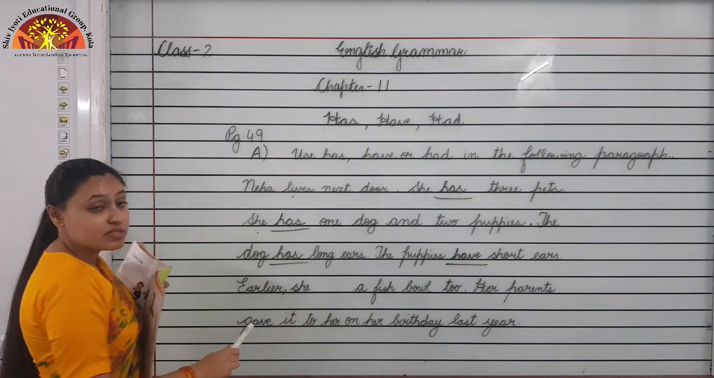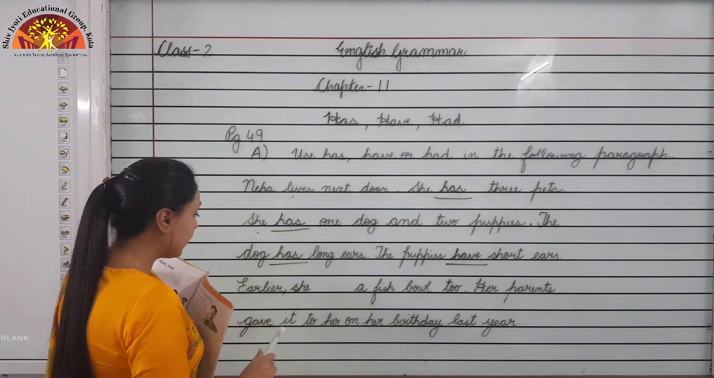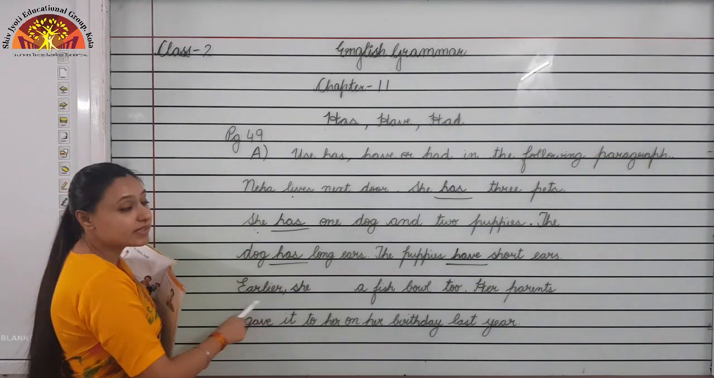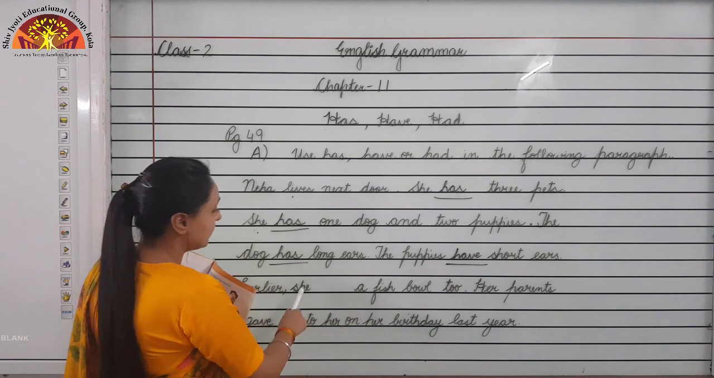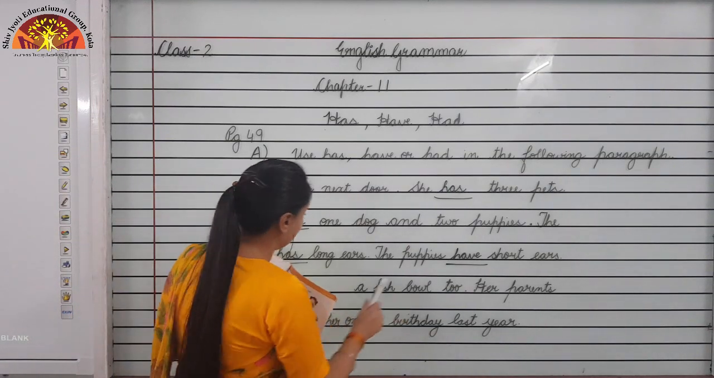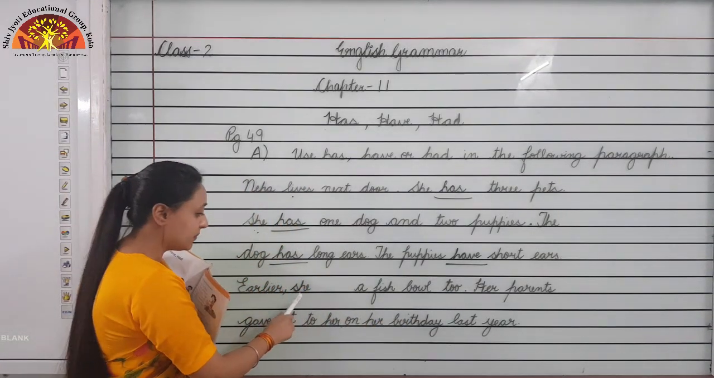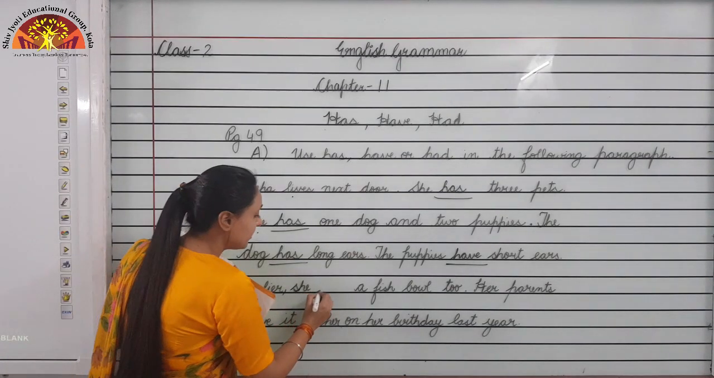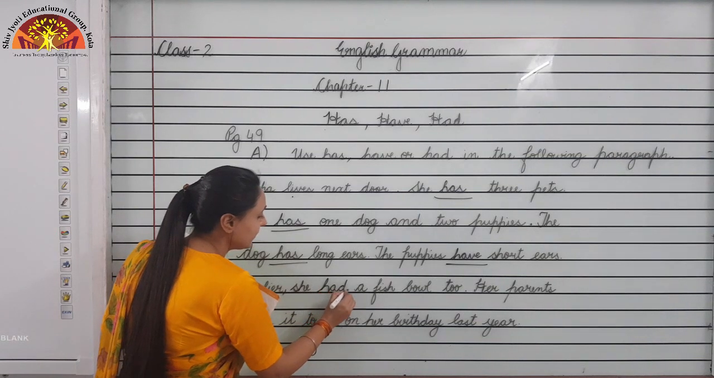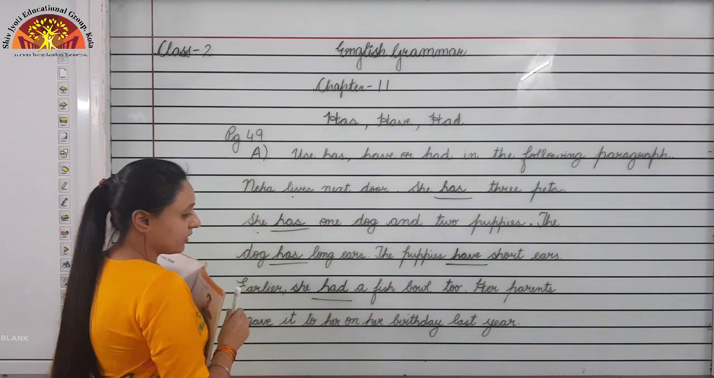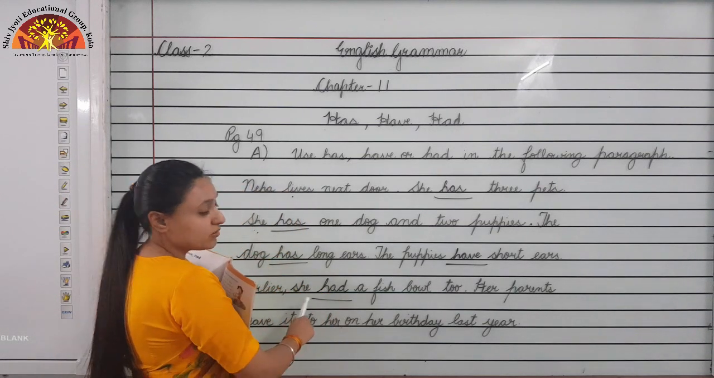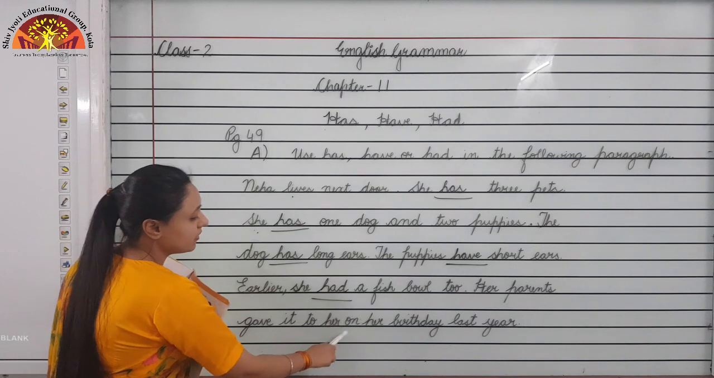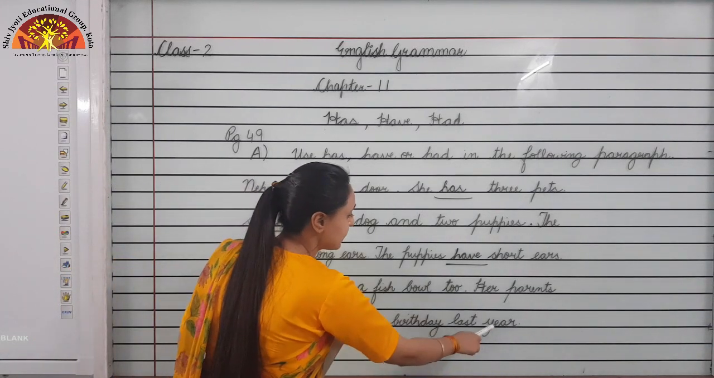Now the situation is turning, children. Look carefully. We are talking about past tense, earlier. Okay. The word earlier is here. Okay. Earlier she dash a fish bowl. Here we are talking about one person, she, and we are talking about earlier. So what will come here? Had will come here. Okay. Here we are talking about past tense. So we will use had. Okay. Her parents gave it to her on her birthday last year.